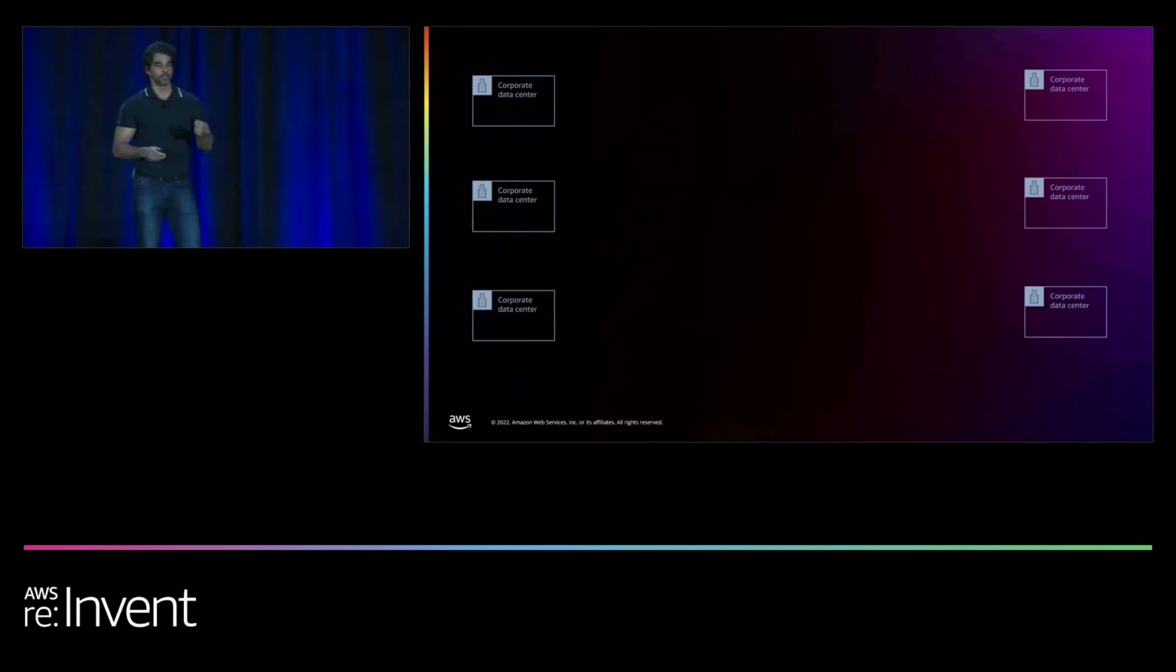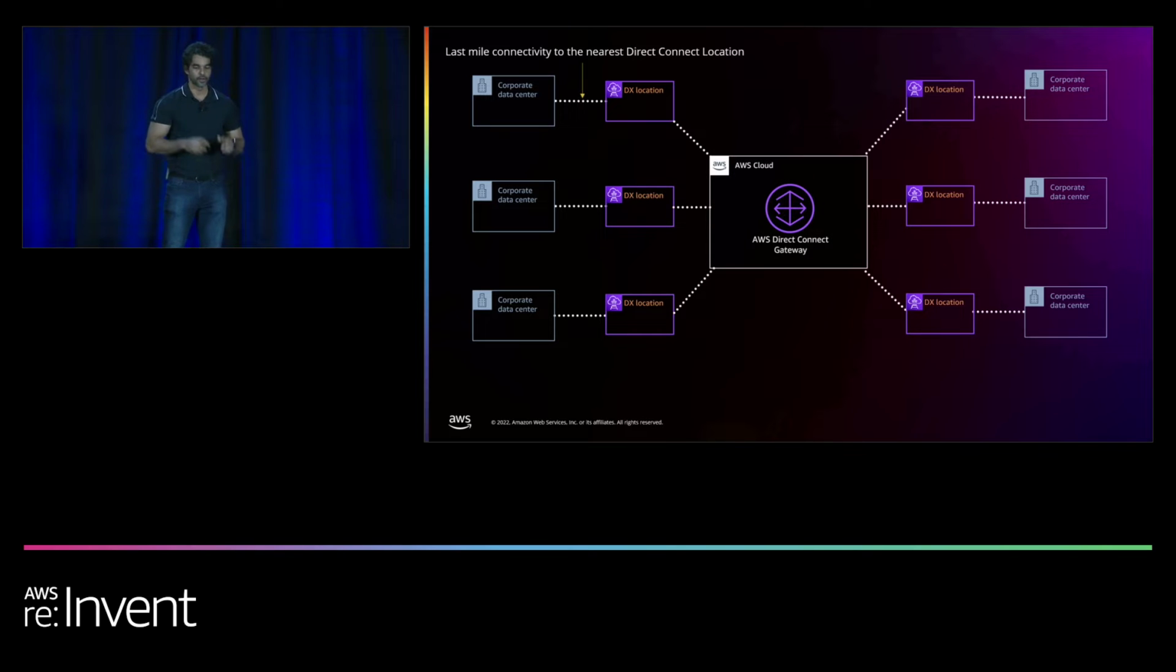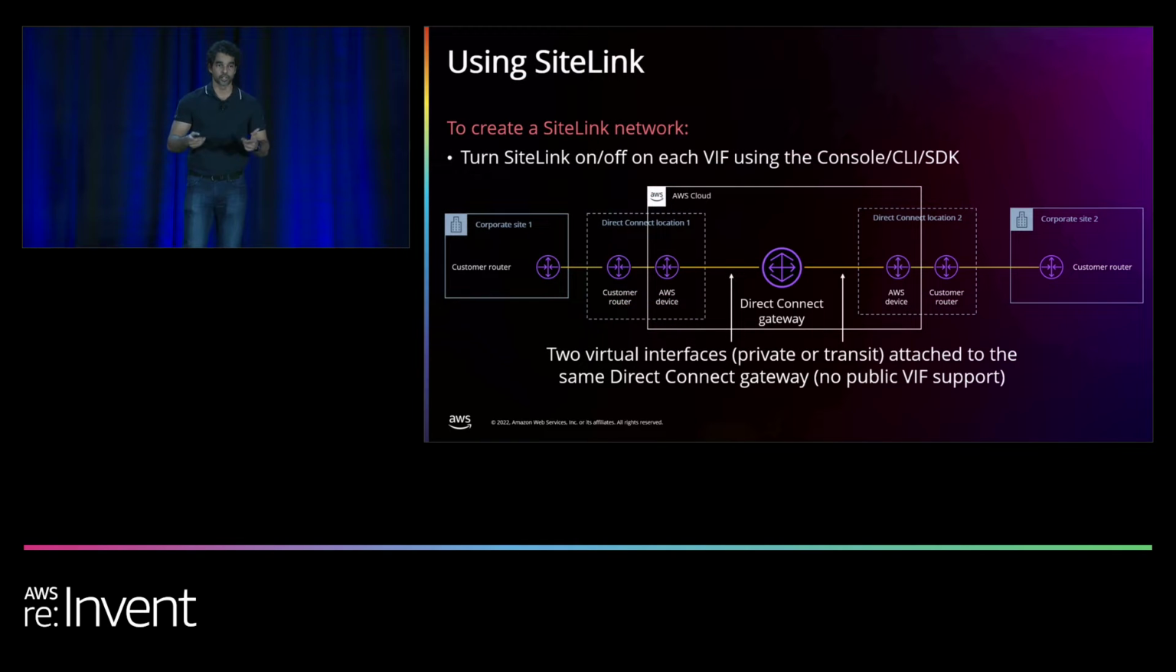So with the AWS Direct Connect SiteLink feature, you can connect your corporate data centers to the nearest Direct Connect location. And then with SiteLink enabled on Direct Connect Gateway, your traffic can be routed from any data center anywhere in the world to another data center. Right? This is supported in all commercial AWS Direct Connect locations except China. Turning the SiteLink feature on and off is extremely easy. If you already have Direct Connect connectivity to AWS, it's just a flag which you need to flip. You can do that through the console or through the CLI.